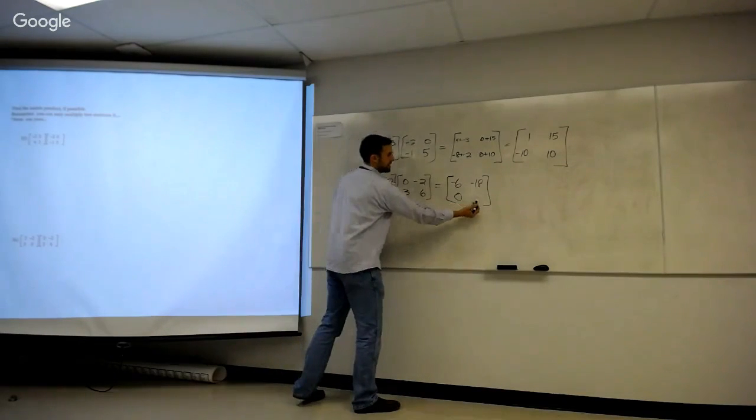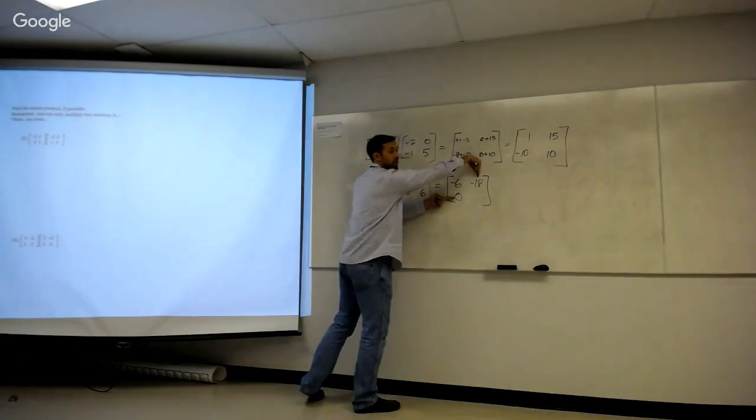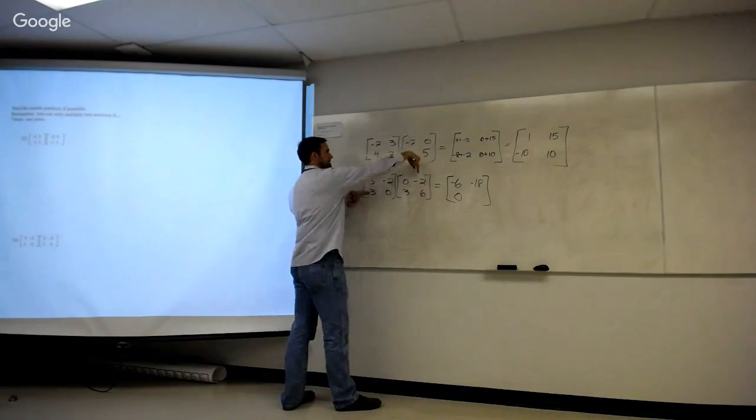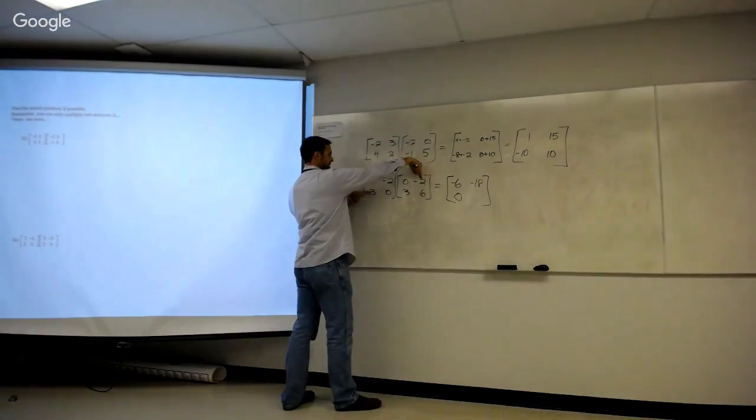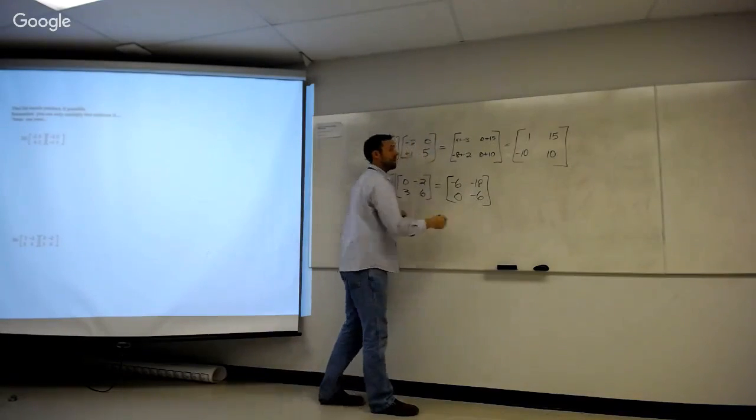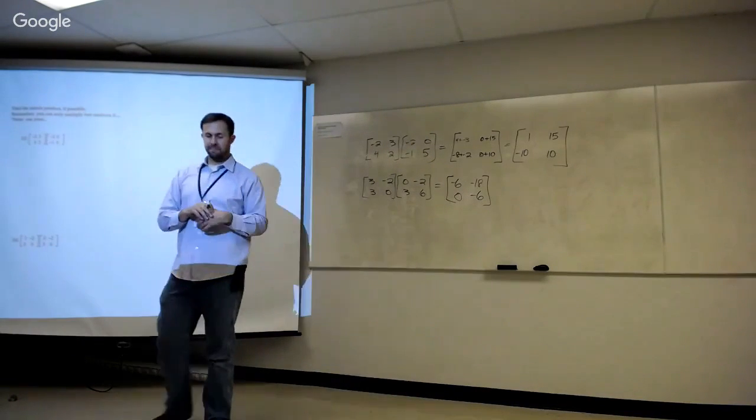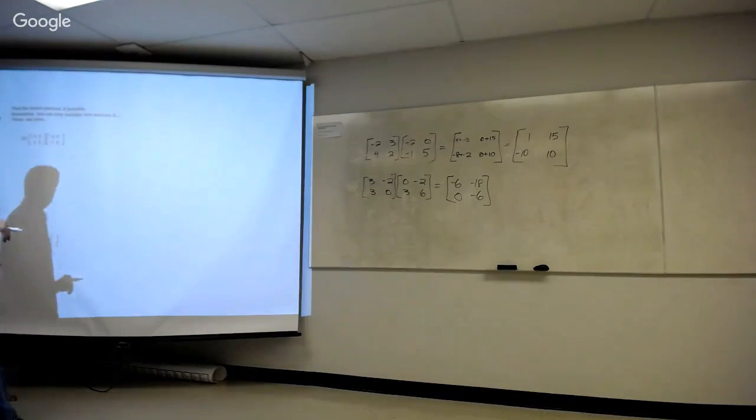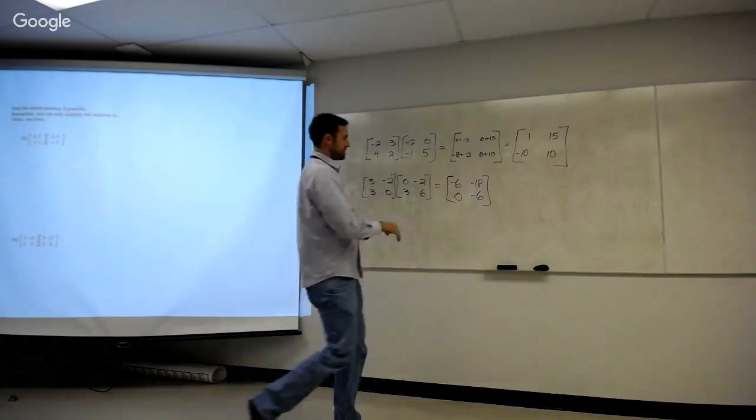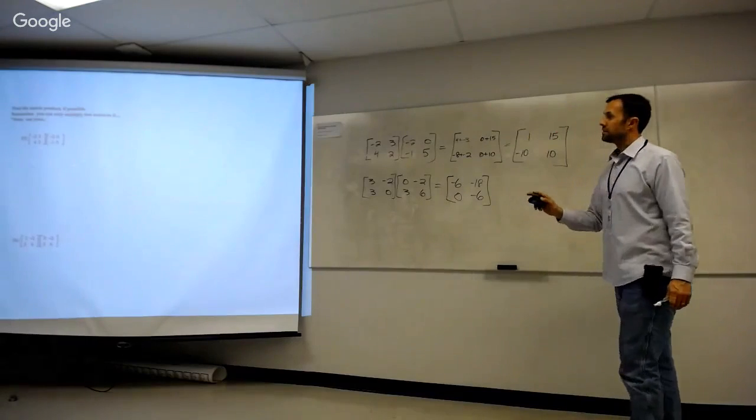Okay, let's do the last one. This one is the second row, second column. So we go second row, second column, 3 times -2 is -6, 0 times 6 is 0, so it's just -6. Right, that's how we multiply. So, that's matrix multiplication.